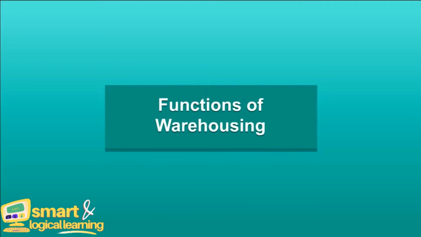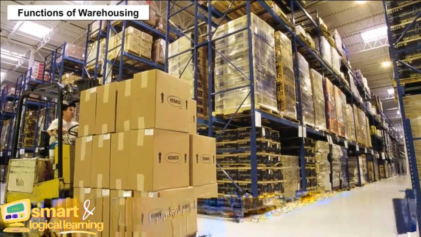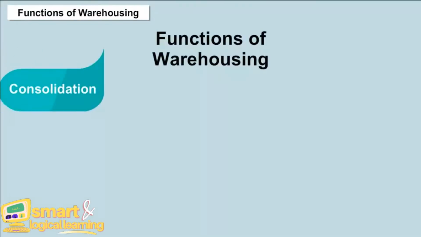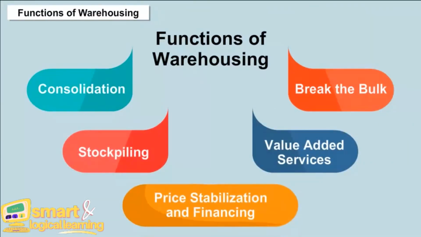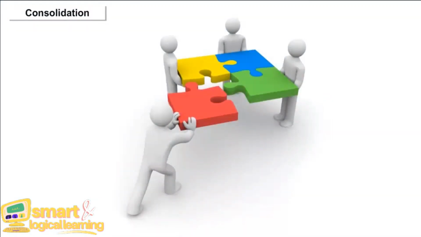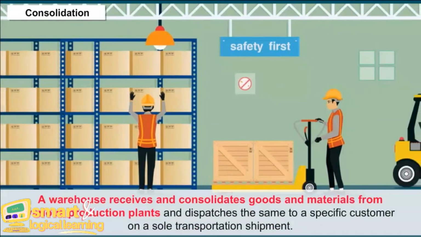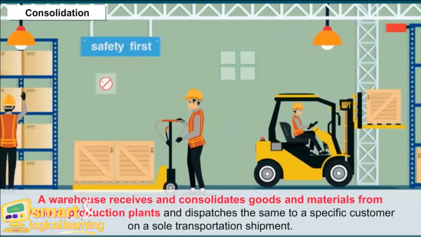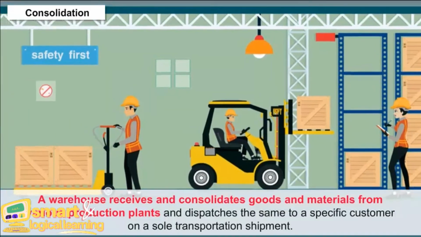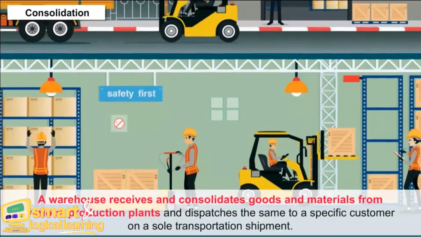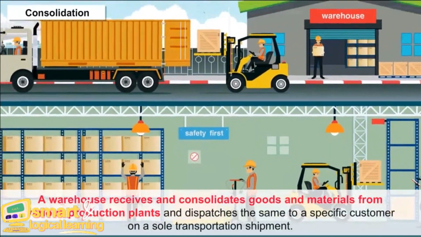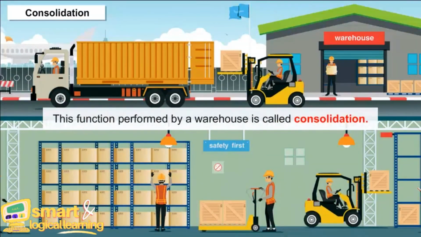Functions of warehousing. Several important functions of a modern warehouse performed today are discussed in brief below. Consolidation. A warehouse receives and consolidates goods and materials from various production plants and dispatches the same to a specific customer on a sole transportation shipment. This function performed by a warehouse is called consolidation.